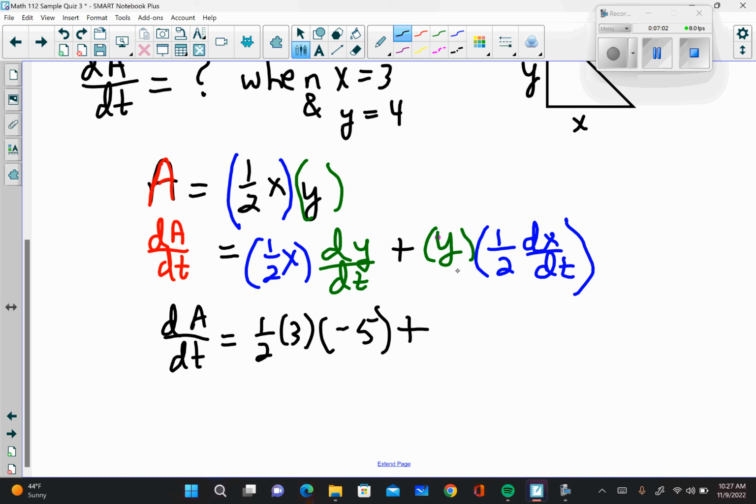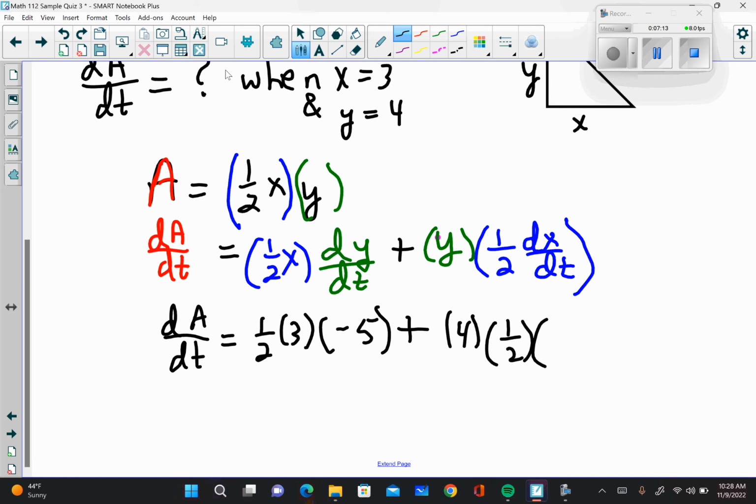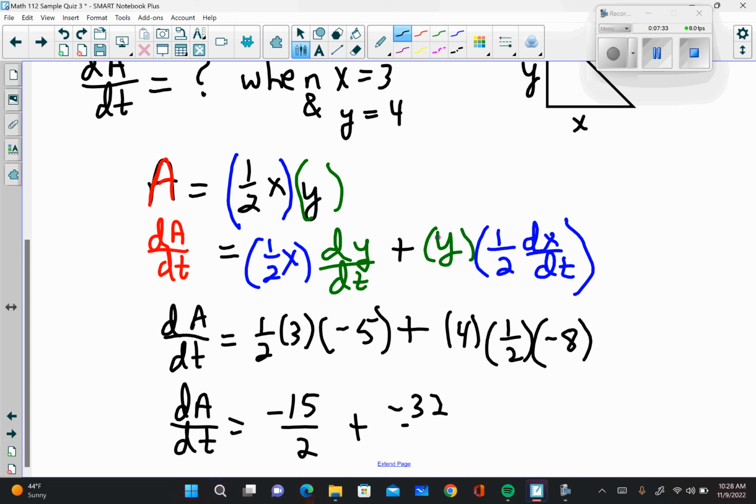Plus sign from the product rule. Where the y is, we put 4. It's right there. Copy that 1/2. Where the dx over dt is, I see that's -8. Now some arithmetic. The rate at which area is changing with respect to time, 3 times 5 is 15 times 1. Well, that's -15 over this 2. Plus 4 times 1 times 8 is 32. It's actually -32 over the 2 times 1 times 1. And -15 plus -32 is -47 over the common denominator.